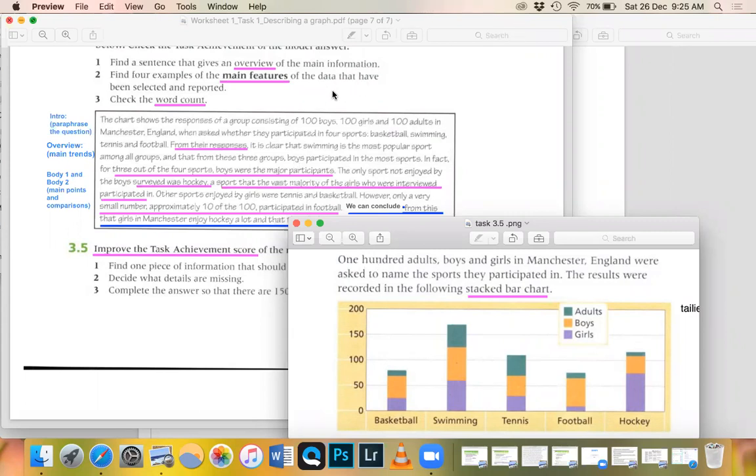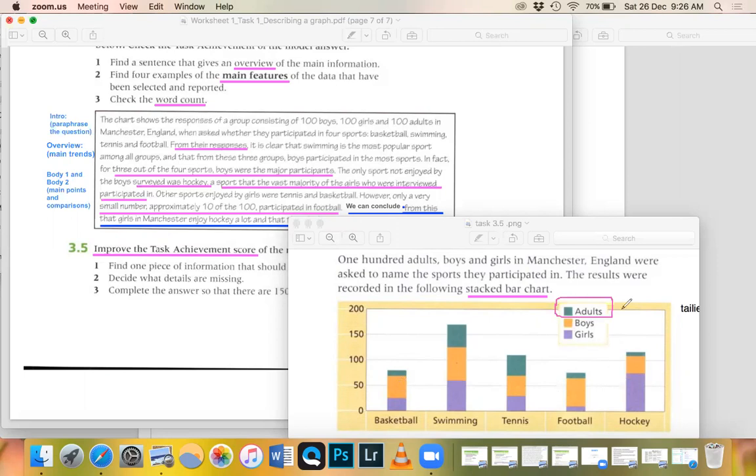Okay, the thing that they left out is adults, right? They spoke about the boys, they spoke about the girls, but they write no information about the adults. So we shouldn't leave something out. We should be writing about each thing that's being compared. So let's think about what can we write about the adults. Have a look at the graph.